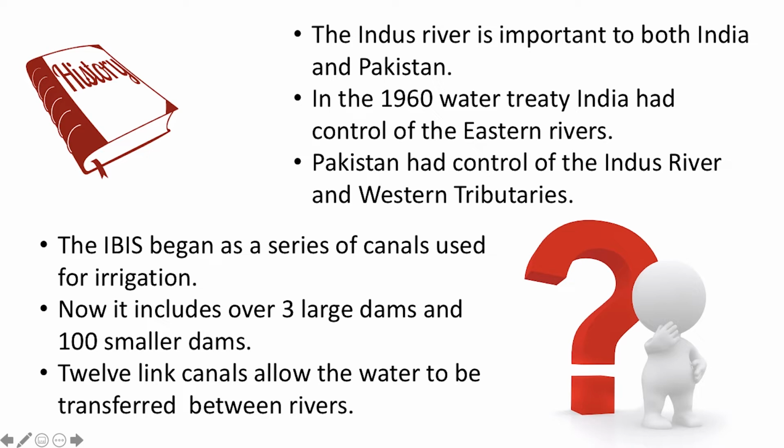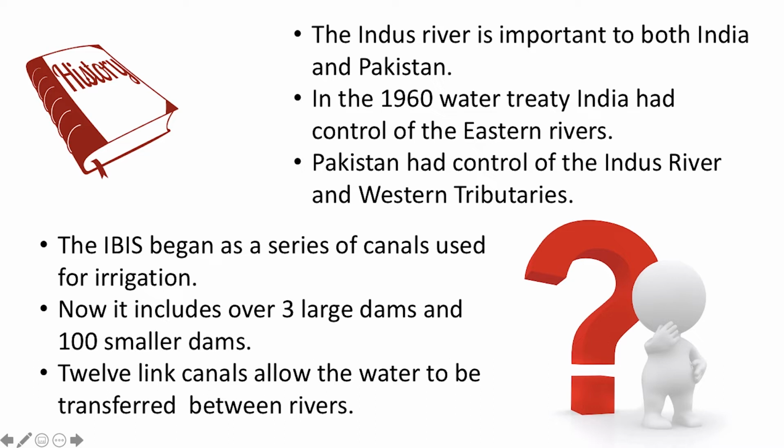The IBIS began as a series of canals which were used for irrigation, and over time that system got bigger, and it now includes 3 large dams and 100 smaller dams. On one of the next slides you'll see a picture of the dam, and you'll see a picture of the reservoir behind the dam, and it gives you some idea of scale, because sometimes in our minds we picture a dam and a small reservoir, whereas this is a much larger scale.